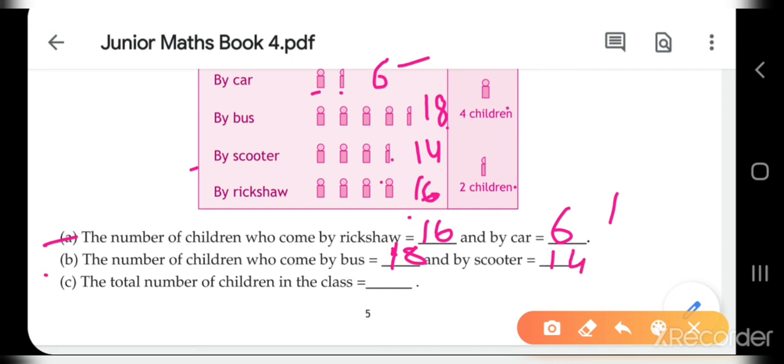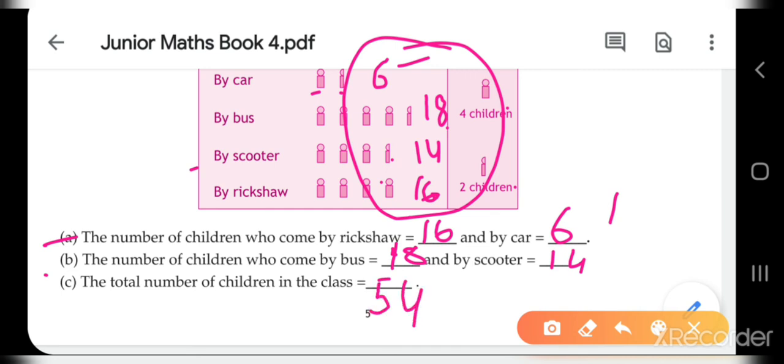Again the total number of children in the class, how will you find this? You will add all of this, because they all come by different means. So when you add, you will find 54. So we have completed our chapter 1B. Thank you.